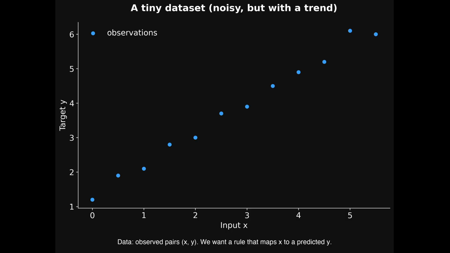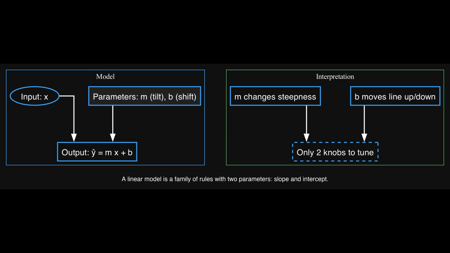Think of X as something you can measure and Y as something you want to predict. The first question is not what algorithm, but what are we even allowed to do with X? If we want a rule that's stable and understandable, the simplest rule is multiply X, then add a constant shift. So we propose a machine with two knobs. One knob controls tilt, the other controls vertical shift. For any chosen knobs, the machine outputs a predicted Y for each X.